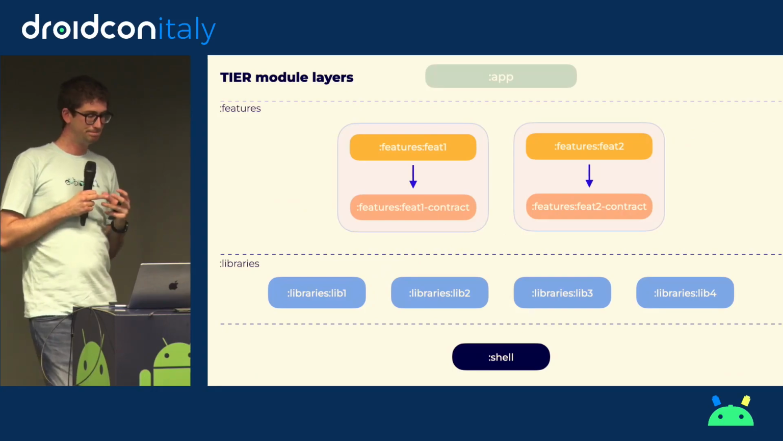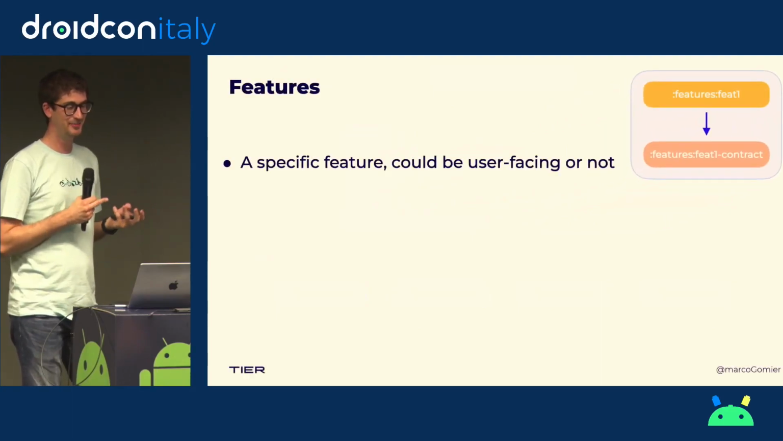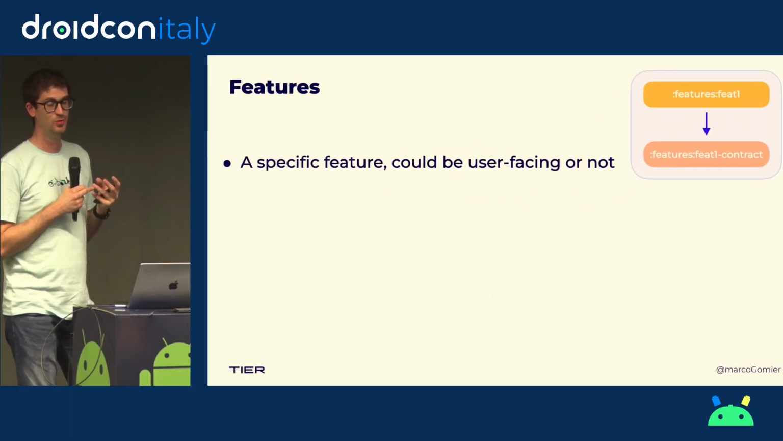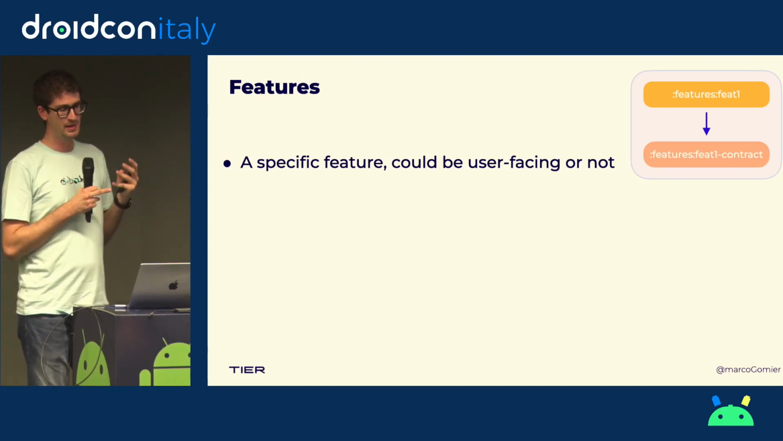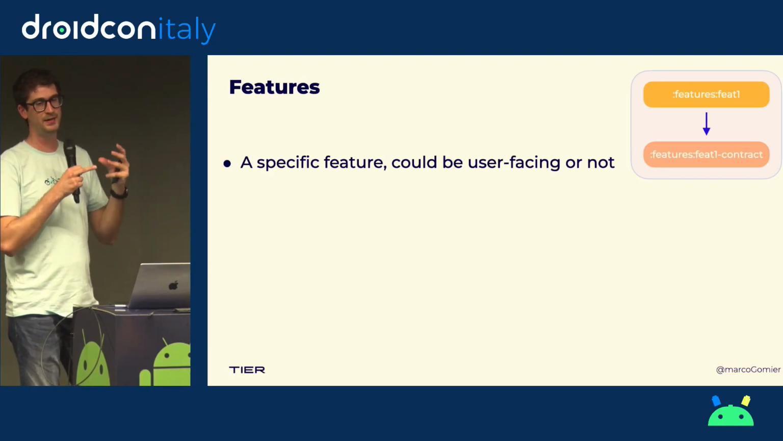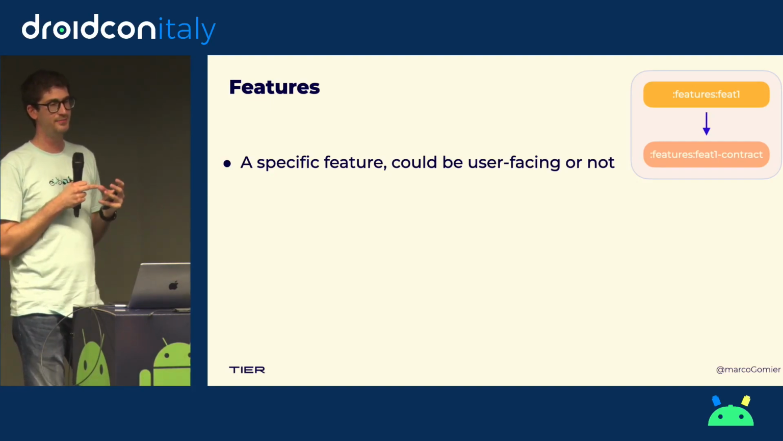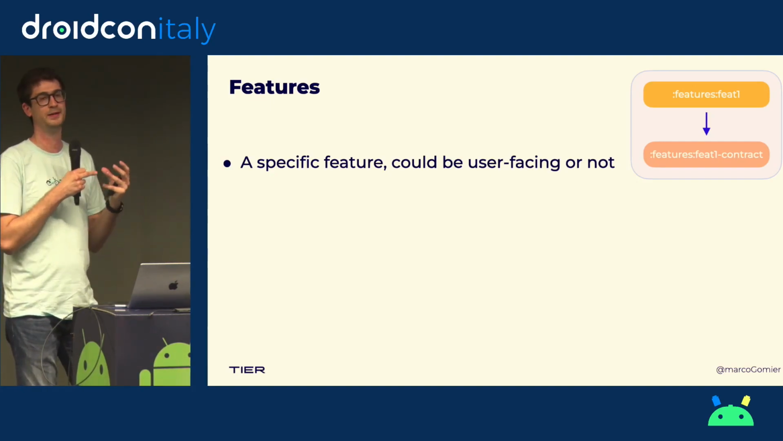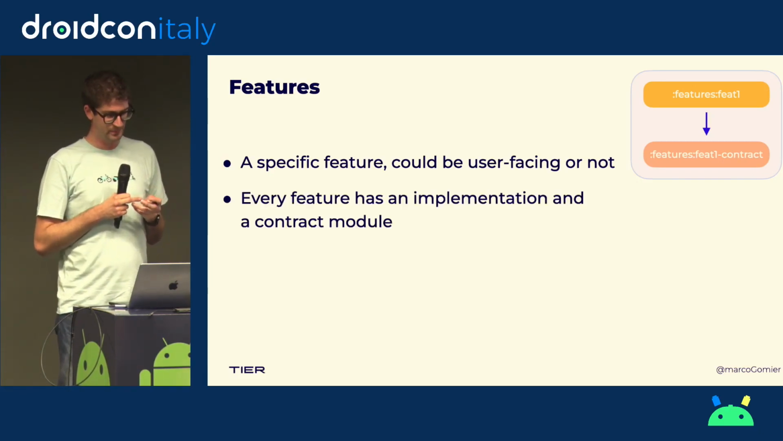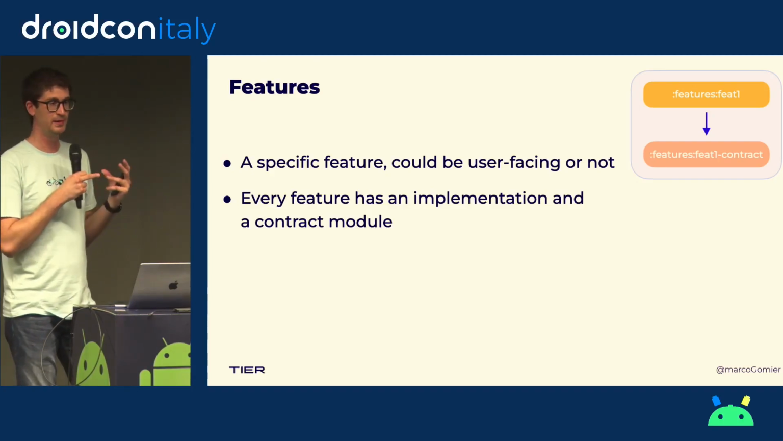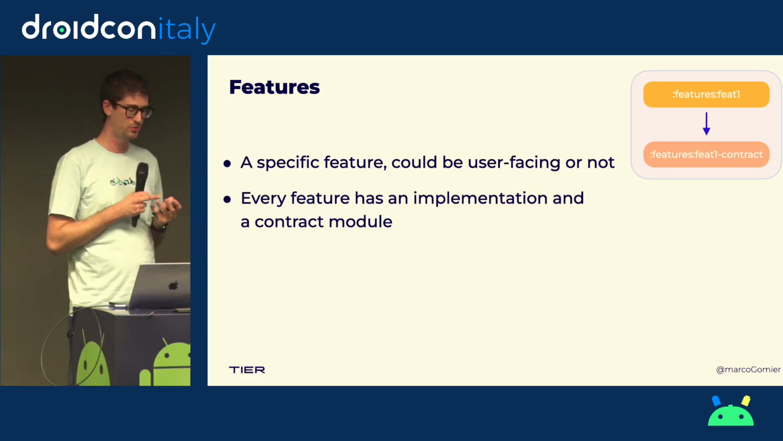Okay, moving up, in the features layer we have, guess what, features. Inside it there could be features that are user-facing or not. By that I mean, for example, the entire onboarding flow, the home screen, and so on. Or it can be a feature that doesn't have a user interface at all, for example the code to retrieve the location of a user. Every feature is composed of two modules: an implementation module and a contract module.